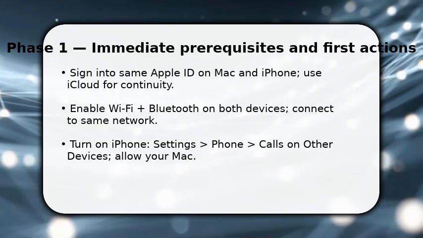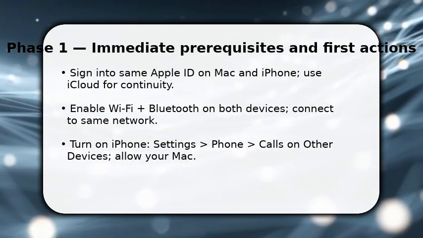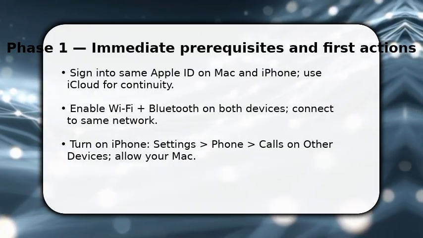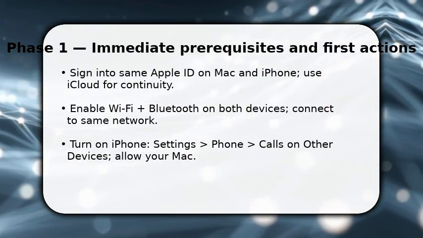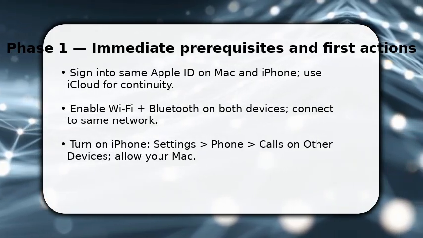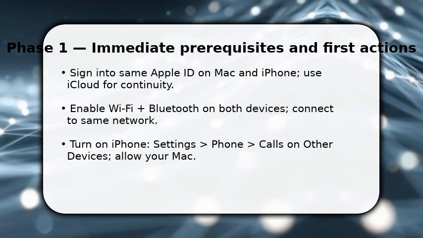You start by making continuity work. This is the core requirement. Sign into the same Apple ID on both devices and make sure Wi-Fi and Bluetooth are enabled. Once done, open your iPhone settings, go to Phone, then Calls on other devices, allow your Mac.